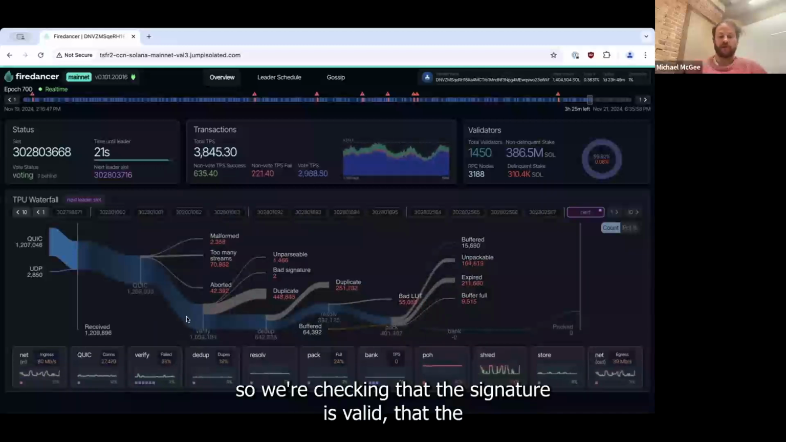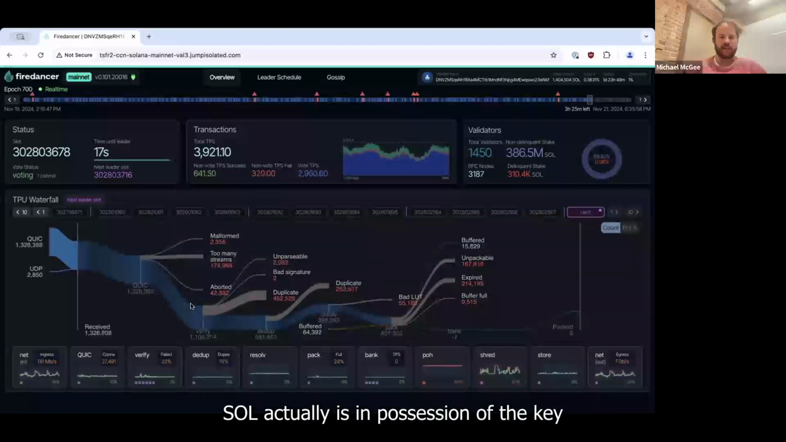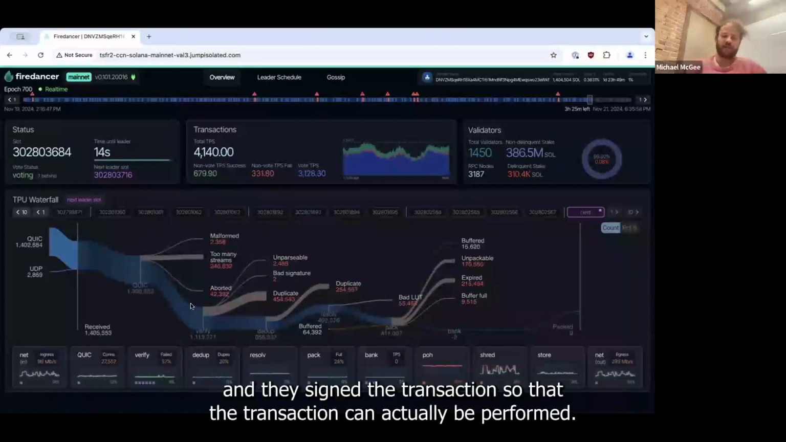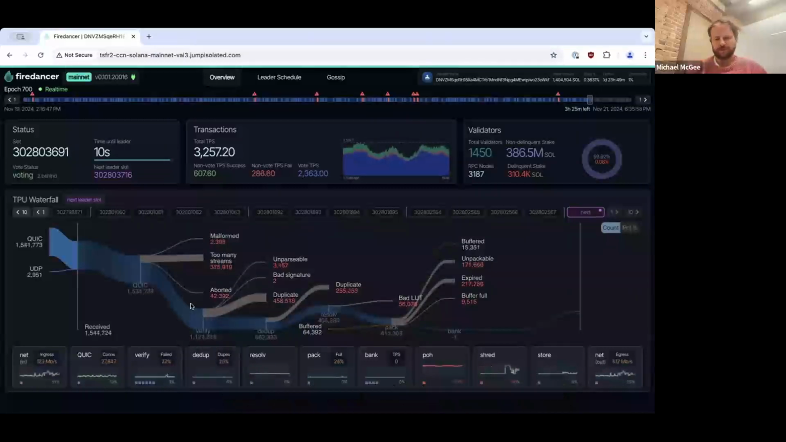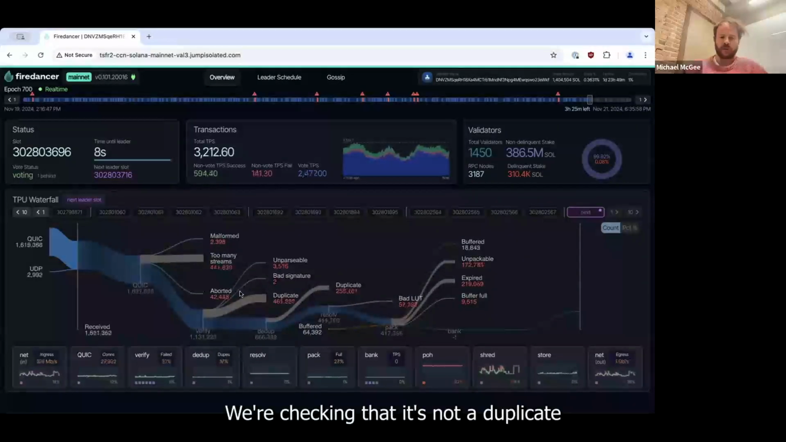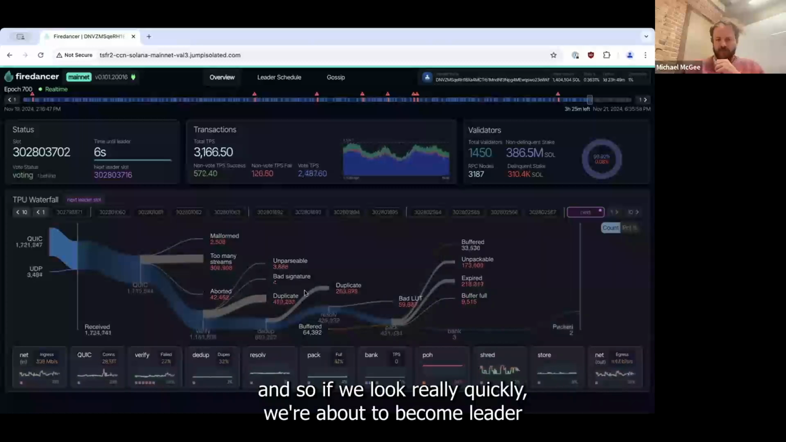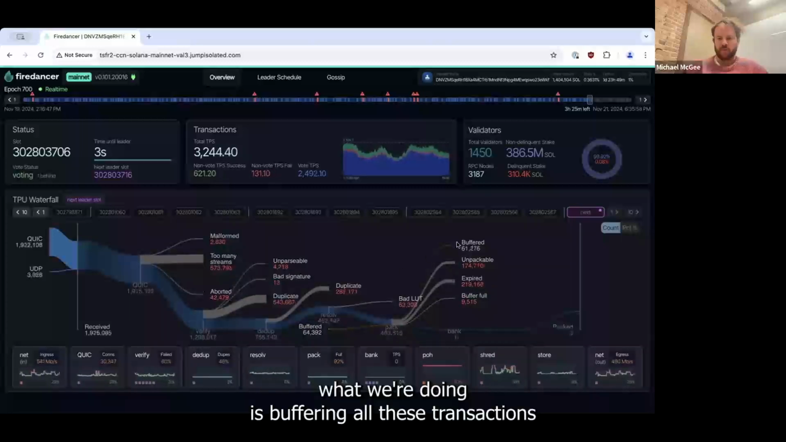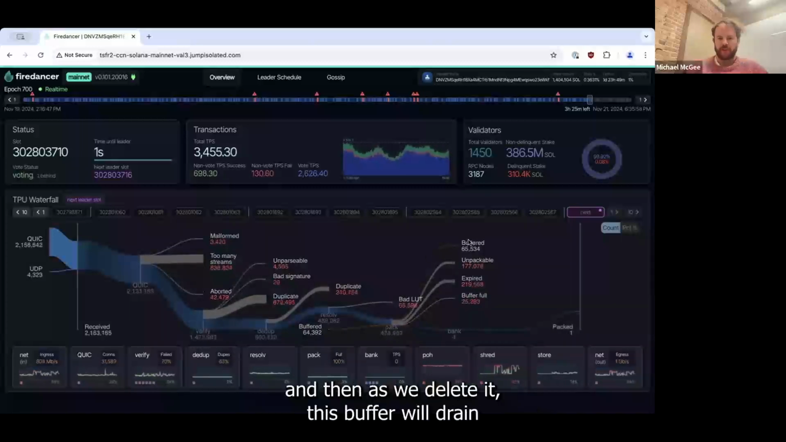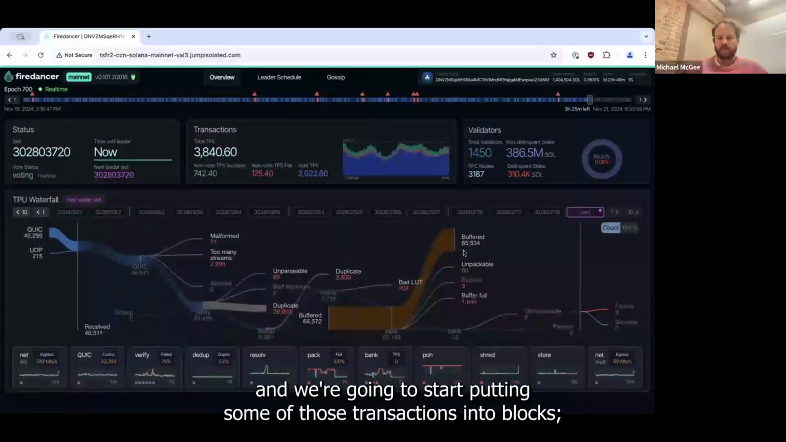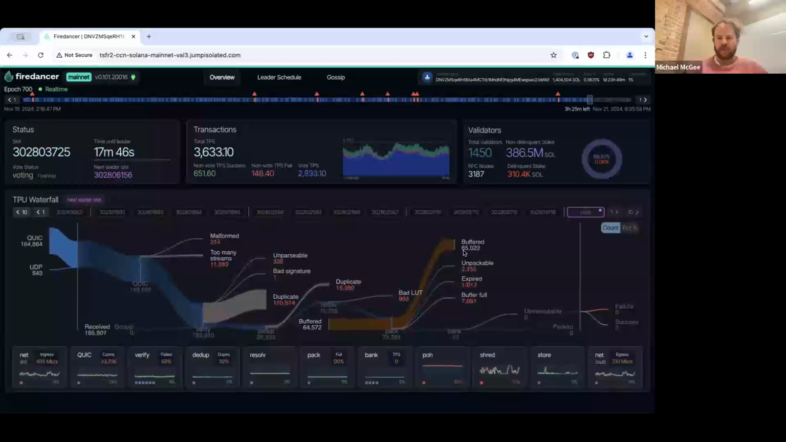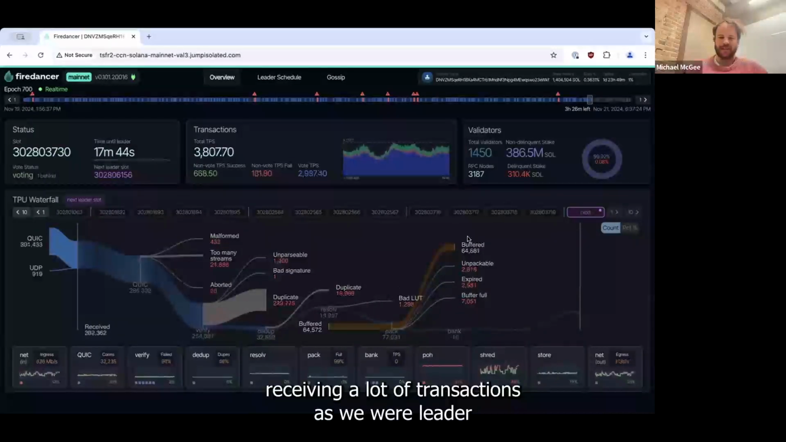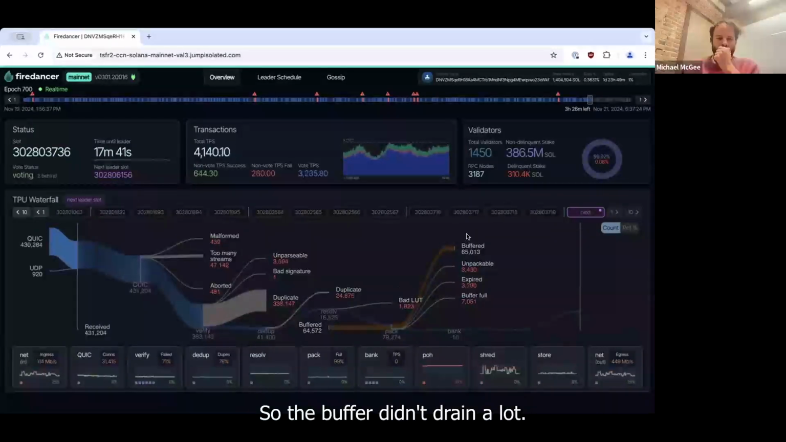They're getting verified. So we're checking that the signature is valid, that the user that's sending SOL actually is in possession of the key and they signed the transaction so that the transaction can actually be performed. We're checking that it's not a duplicate. And if we look really quickly, we're about to become leader. What we're doing is buffering all these transactions. And then as we're leader, this buffer will drain and we're going to start putting some of those transactions into blocks. And you'll see we were still receiving a lot of transactions as we were leader, so the buffer didn't drain a lot.